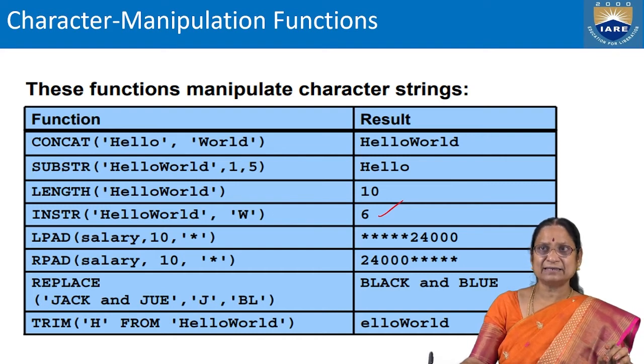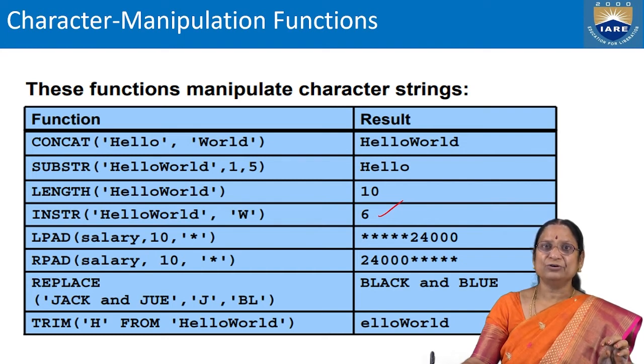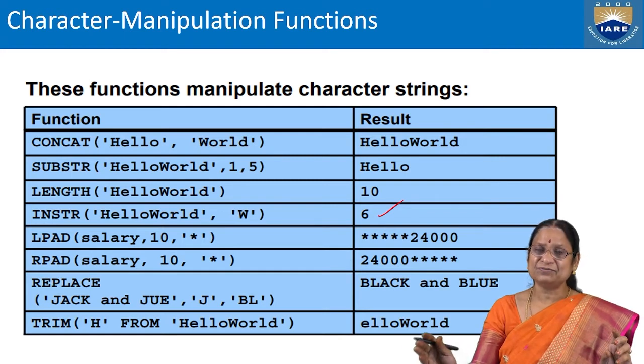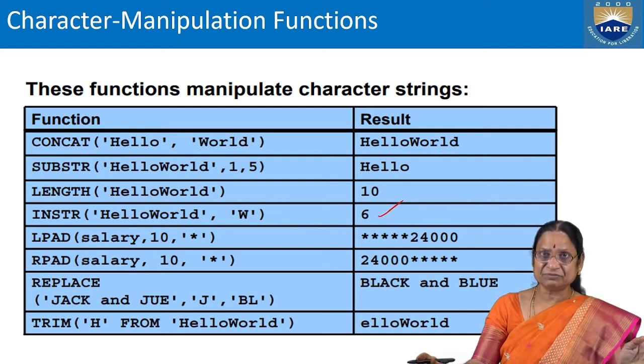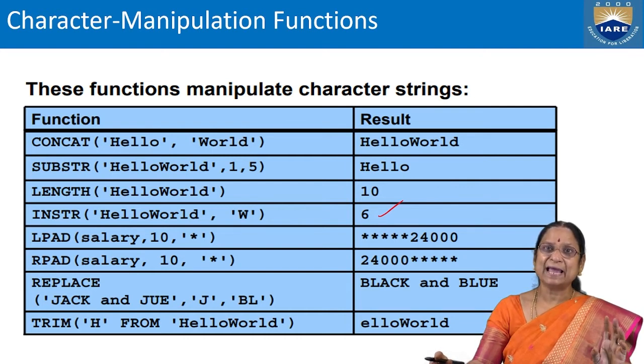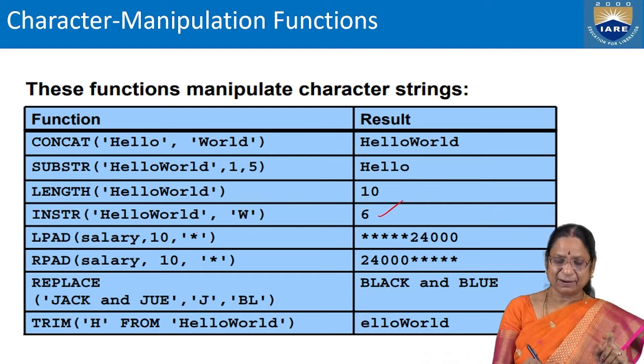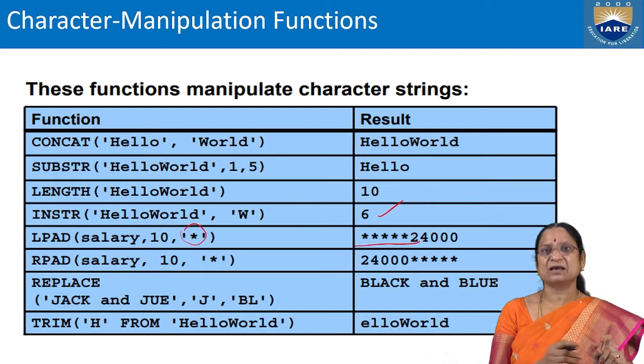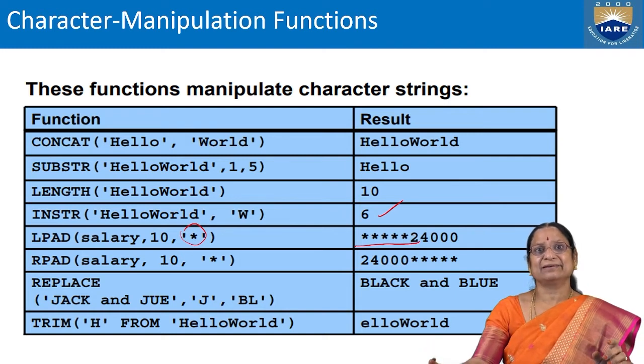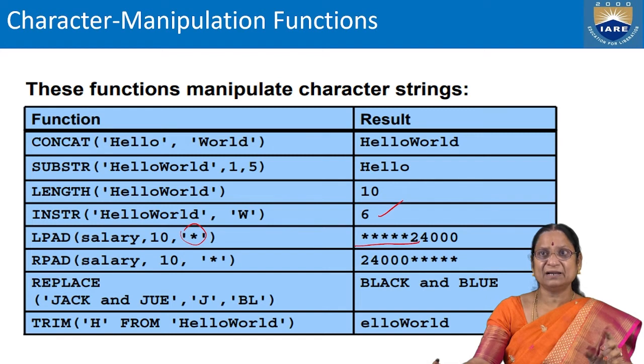For example, salary is 24,000. How many columns will it occupy? 5. But how many columns are there? Total 10. So 24,000 is there actually. It's numeric, no? What happens? Right justification will be there for numeric data, and for character data left justification will be there. Because of that, it will display the data in the rightmost 5 columns. The first 5 columns, the leftmost 5 columns, are blanks actually. But by using LPAD, we are using star, no? It will replace with star. Not only star, we can use any pattern actually. With that particular pattern, the blank characters are going to be replaced.